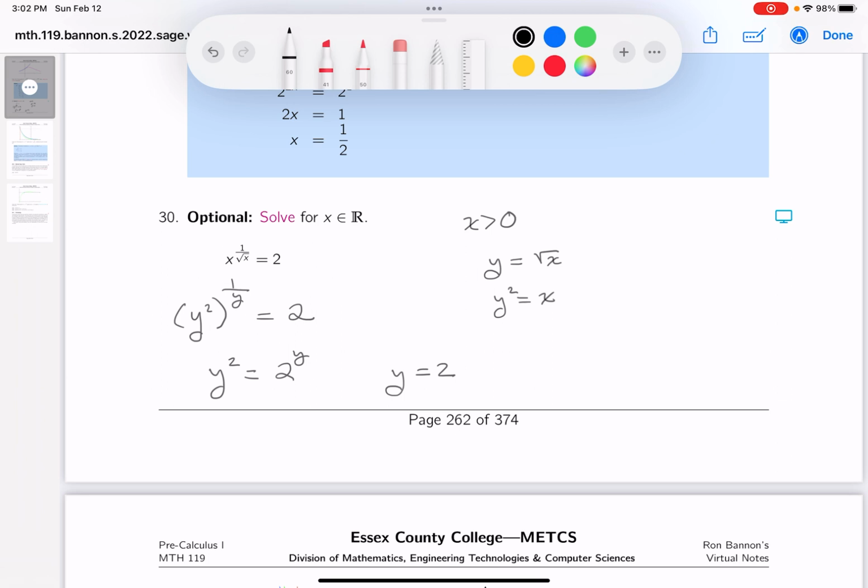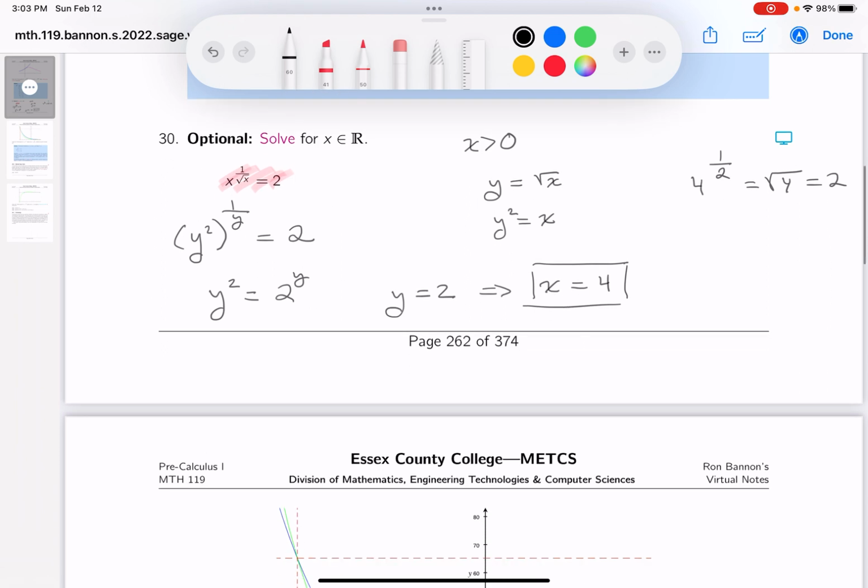Let's go through that to make sure that's true. If y is 2, that means x would be 4. So what I'm going to do here is see if that's true. We're checking it here. You get 4, and then you get 1 over the square root of 4, which is 2. It really means the square root of 4, and the square root of 4 is indeed 2. So that works out beautifully. That's as good as gold.